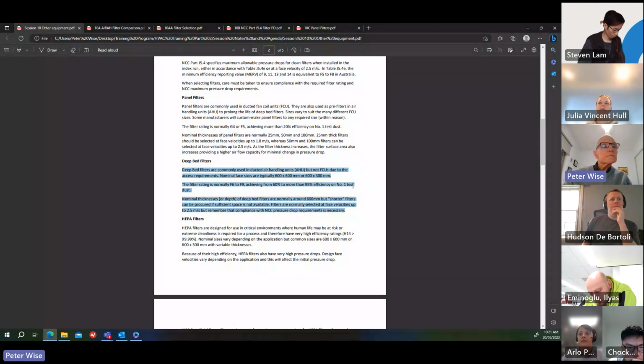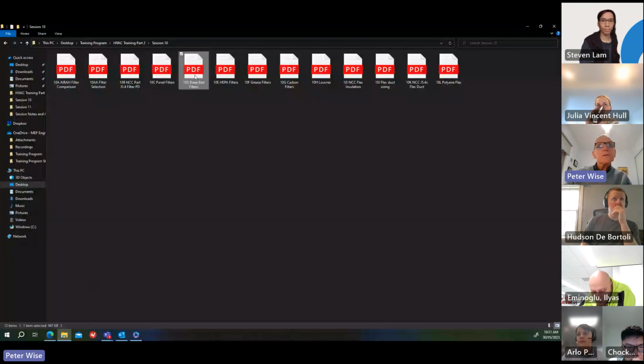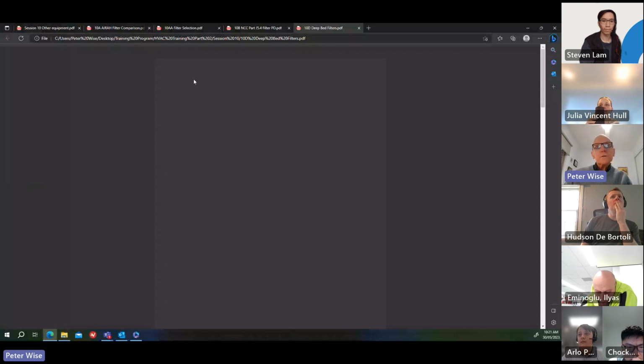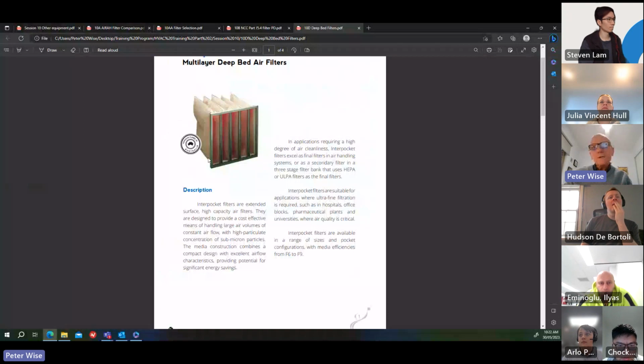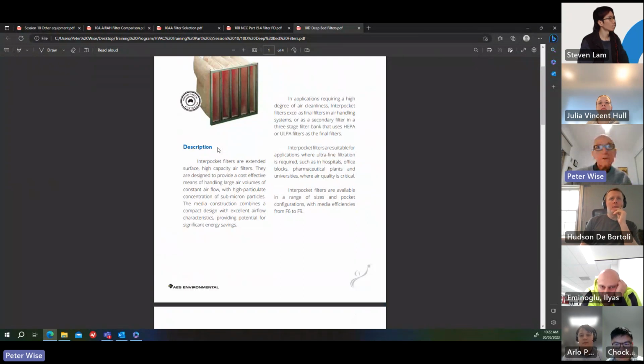So I will show you some deep bed filters, again from the same source, AES Environmental. So that's what they look like. Normally 600 by 600 nominal size for the face, and the depth of the filters, or the length, there is around 600 millimeters. It can be a bit more or a bit less. We used to be able to get 300 deep filters if you've got a very tight space in an air handling unit, but generally around 600 millimeters.